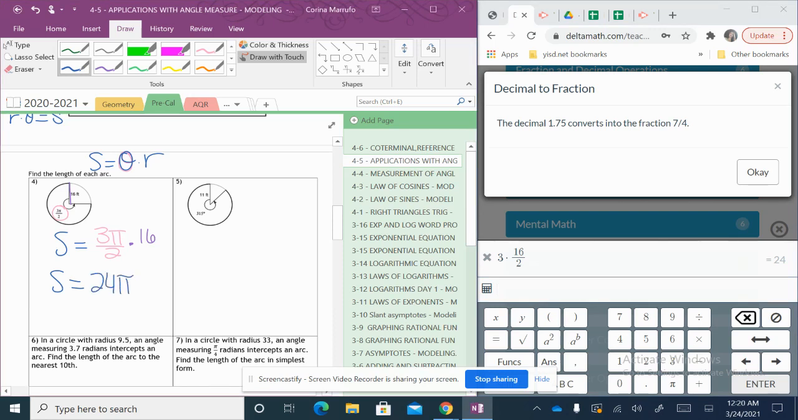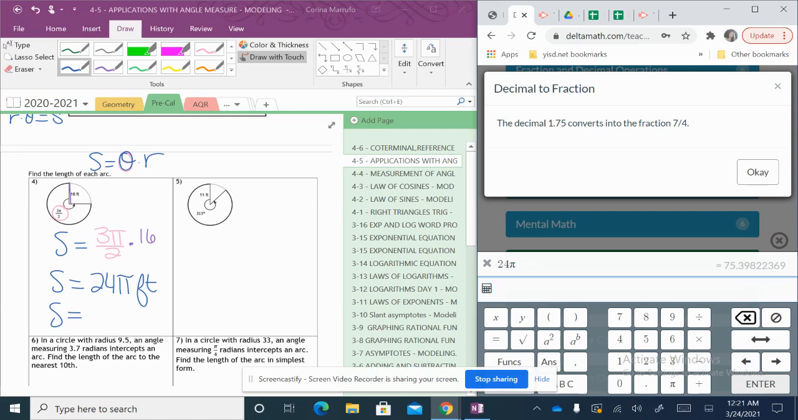This is if they want it in terms of pi, and the units are going to be feet because it's an arc length. If they ask you for the answer as a decimal, I'm going to take 24 and multiply it times pi. That gives me 75.39, so 75.4. So the arc length, which is the distance from here to here, would be 75.4 feet.